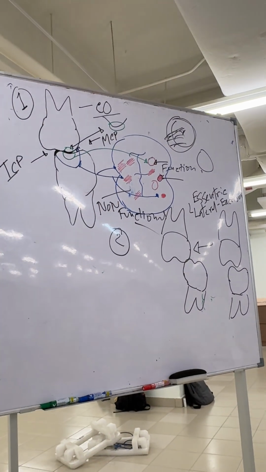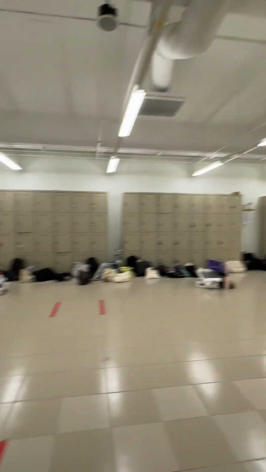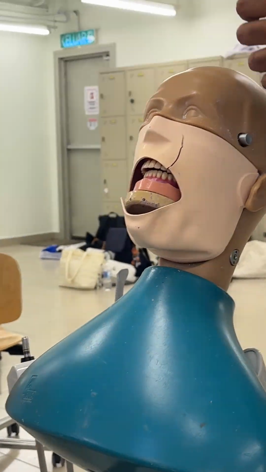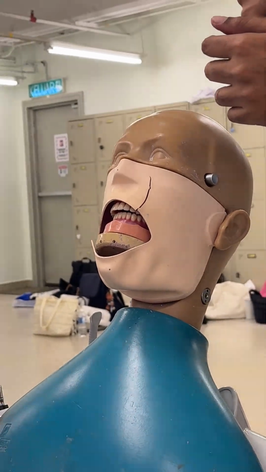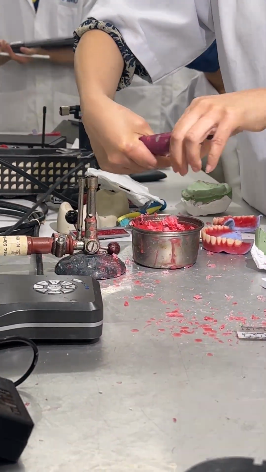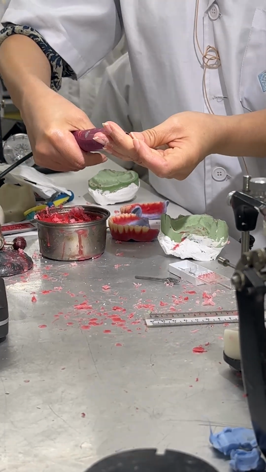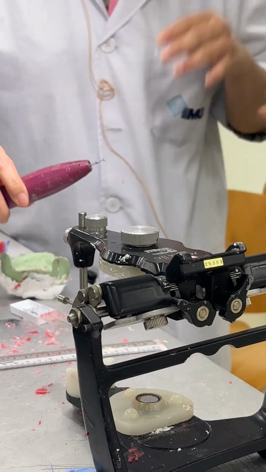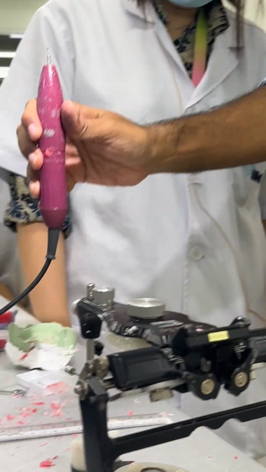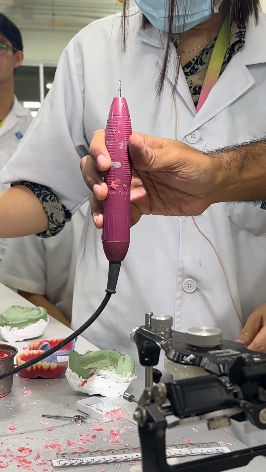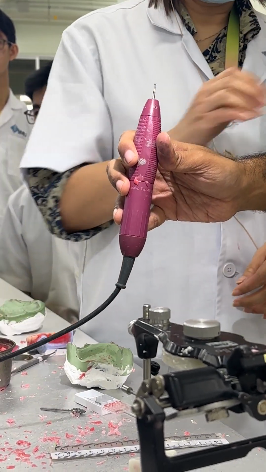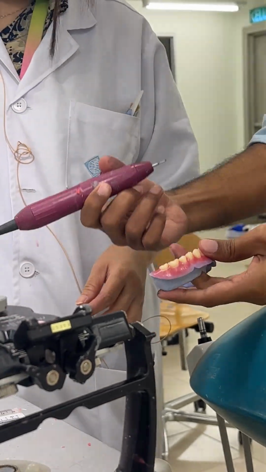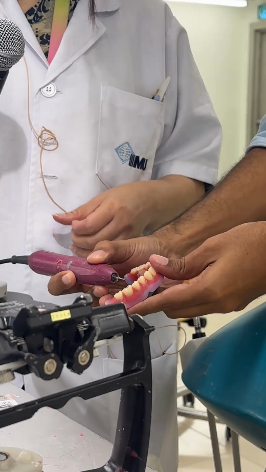So in order to adjust that, usually what we use, you know, can you just, yeah. We have an acrylic bur, always use an acrylic bur. This is a round acrylic bur, as you can see. Yeah. Okay. Can you do this one? Can you adjust this one?